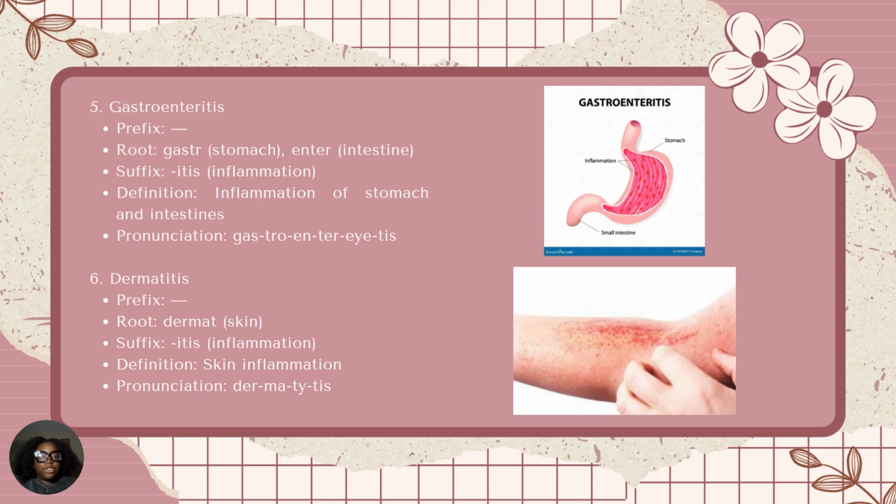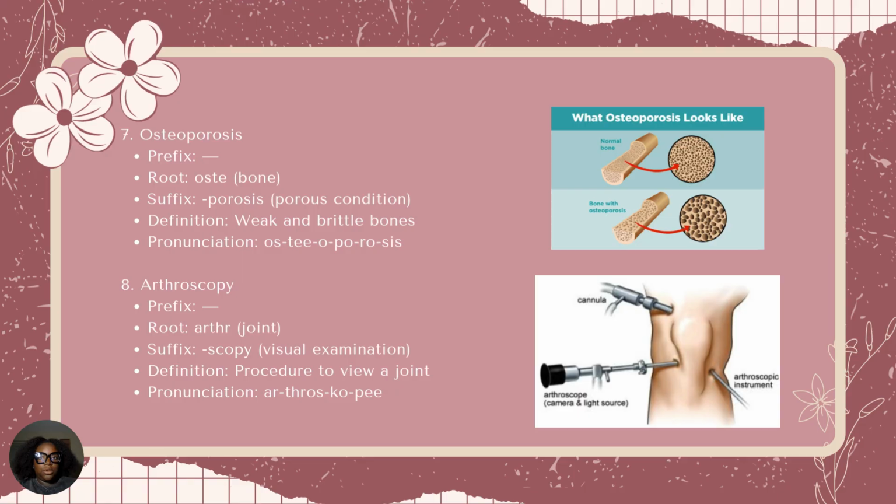Moving on, we have gastroenteritis, and it means inflammation of the stomach and intestines. The root word is gastro, meaning stomach, and enter, meaning intestine, and the suffix is itis, meaning inflammation. Next, we have dermatitis, which means skin inflammation, and the root word is dermat, meaning skin, and the suffix is the same, itis, meaning inflammation.